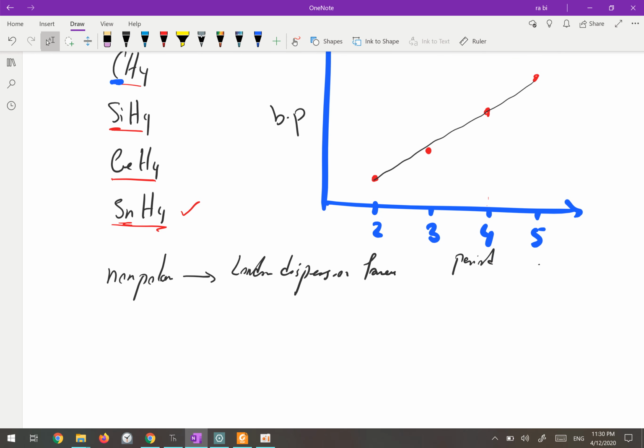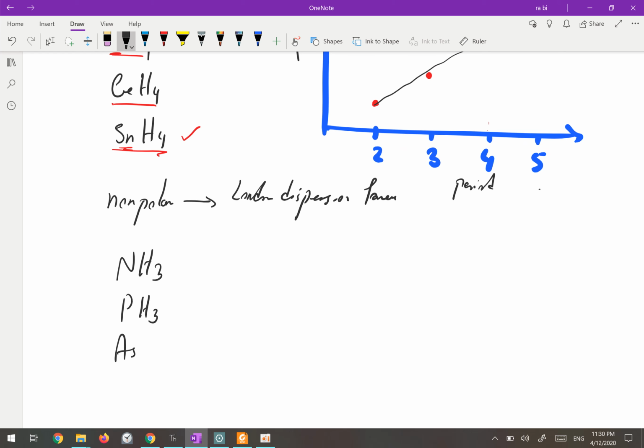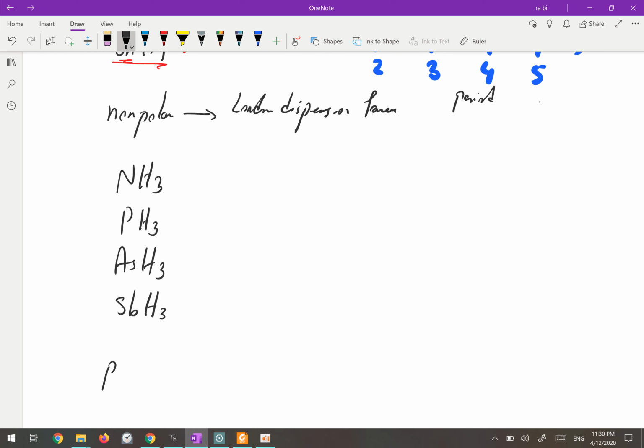Okay. So you have NH3, ammonia, then you have PH3, then you have AsH3, and the last one is SbH3. All of these molecules are polar, so they have dipole-dipole attraction. This dipole-dipole attraction is available between the molecules of all of these four species.